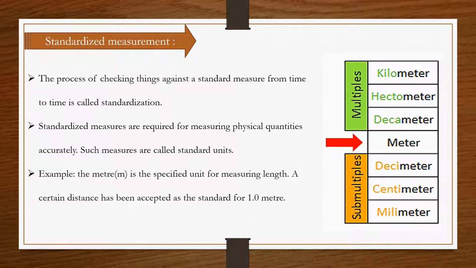Now students, suppose the span of a hand is taken as the unit for measuring length. Now with this unit, we can measure lengths of clothes as 2 hand spans, 3 hand spans and so on. However, the lengths of the cloth measured by each one of us will come out to be different. That is why a hand span cannot be a standard unit for measuring length.